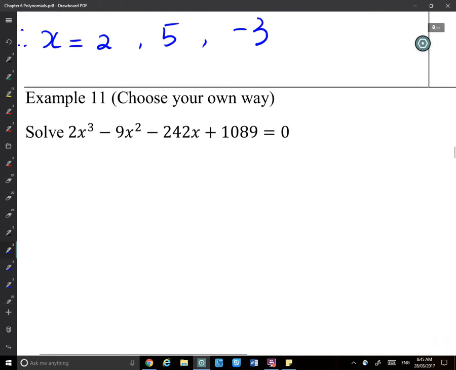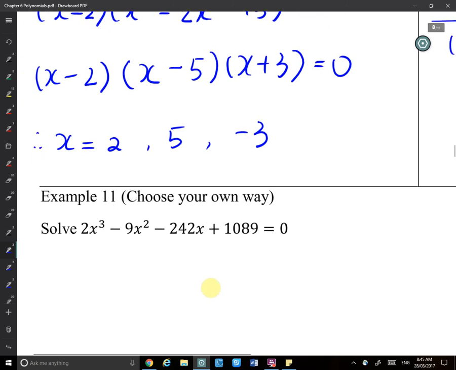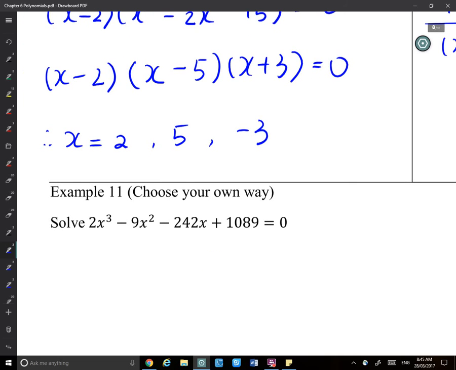Then example 11. Okay, example 11, I said choose your own ways. I gave you 10 examples before, and I want you to use your own ways. It's not factorized. There's no highest common factor because I got a constant. I can't use the a cubed plus b cubed method because it's not in that form. The only 2 ways I can do will be grouping, or I can find the linear factor. If you think about finding the linear factor, we will think about what factors are worth trying first.